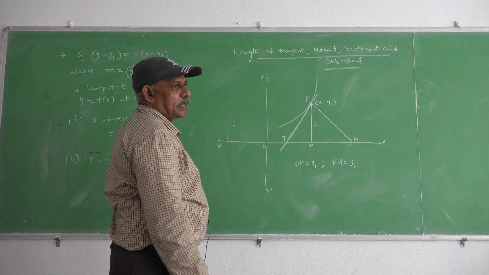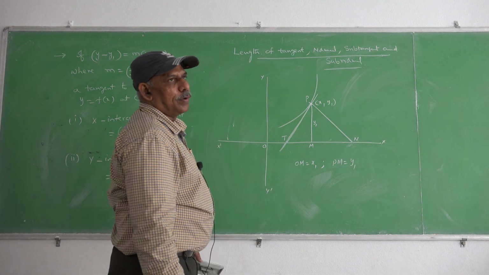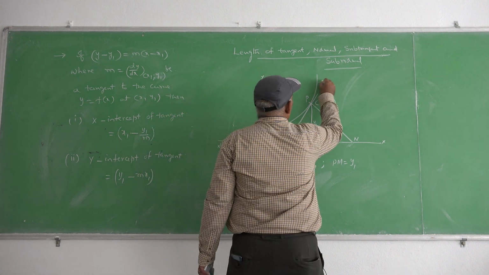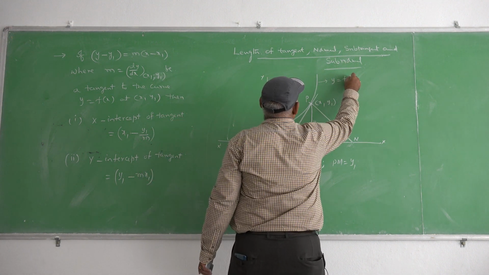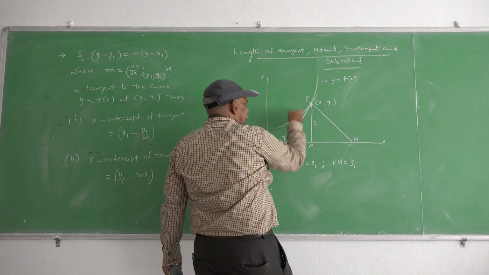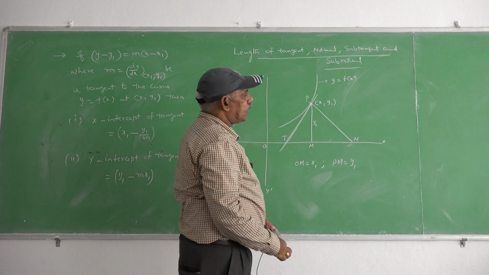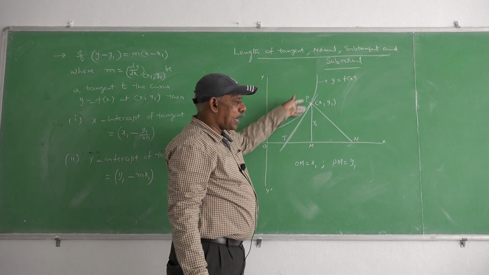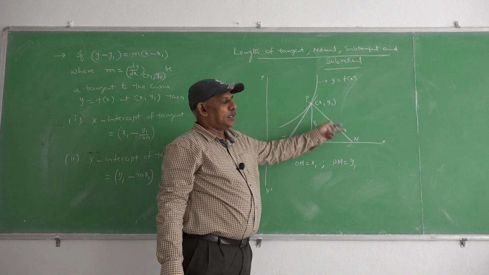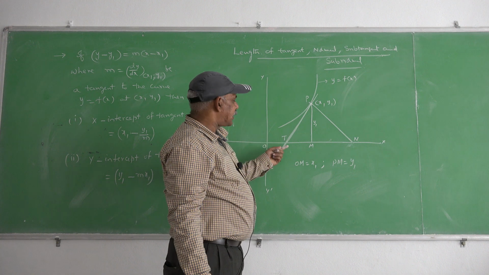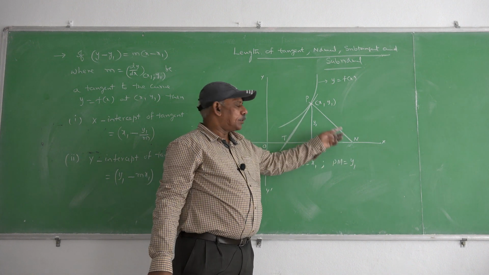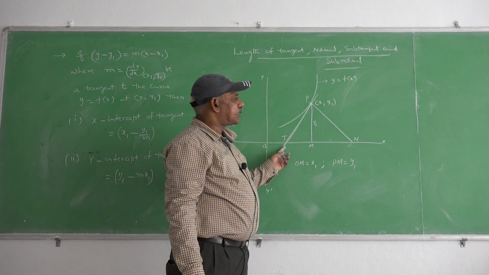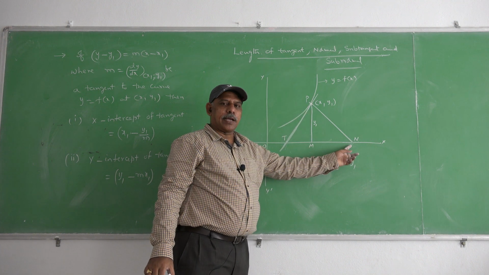y1 is nothing but f of x1. This is the y equal to f(x) curve. Suppose y equal to f(x) is the given curve, and a point (x1, y1) is considered on the curve where the tangent and normal are drawn. Suppose the tangent meets the x-axis at T, and the normal meets the x-axis at N.